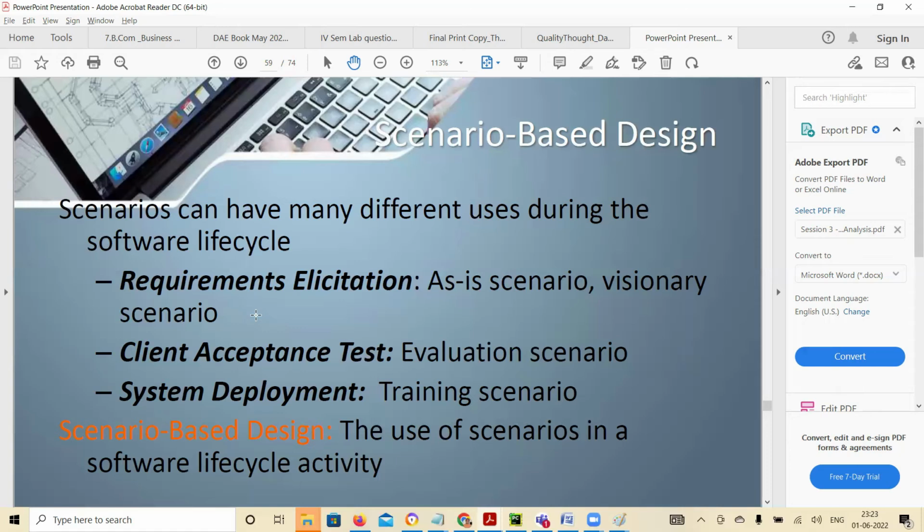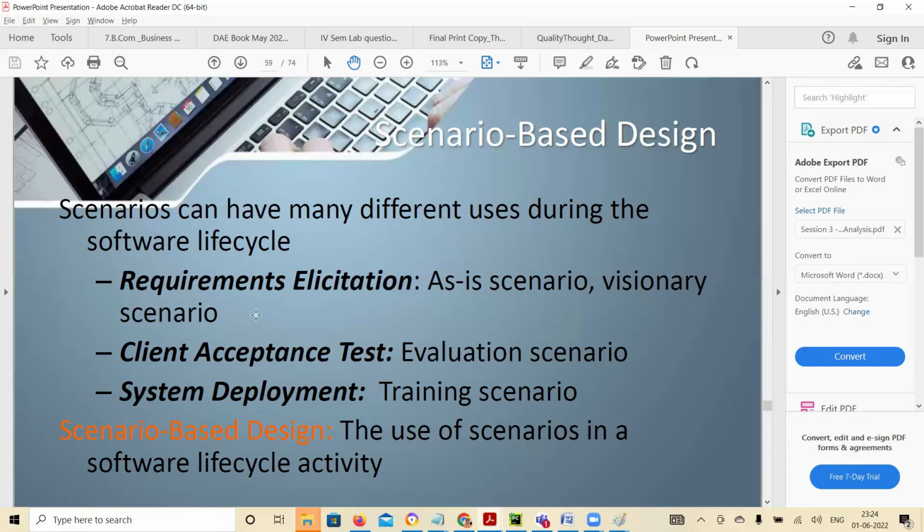And similarly, we have as-is scenario. In as-is scenario, we talk about what is the current situation. So we create scenarios for the current situation. Then visionary, what will happen, how the new system will look like. So you need to create both as-is scenario and new system scenario.